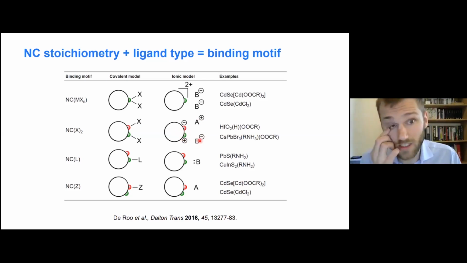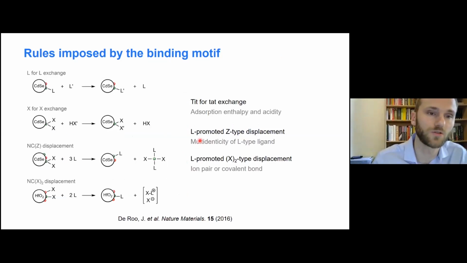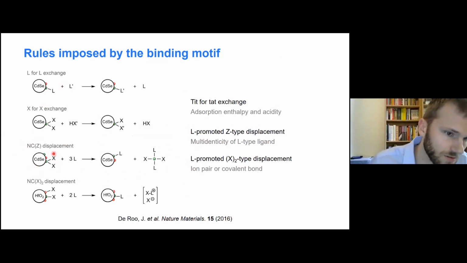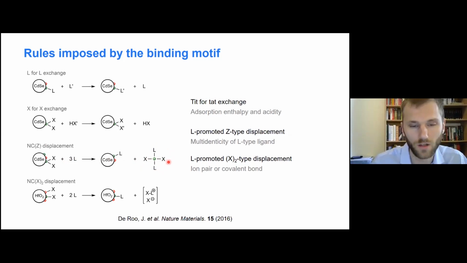So this whole classification of binding motifs is very useful because it allows you to talk about ligand exchange and to concisely write down what is happening. There are really easy ligand exchanges like an L for an L or an X for an X, but this is the one that we will need today. And this is the L-type promoted Z-type displacement. This is where you will desorb this entire Z-type moiety by L-type ligands. This forms a Lewis acid-base adduct, and this is actually the driving force for this displacement. And that's exactly the one that we are going to use to look at the heterogeneity of the binding of ligands to the surface.